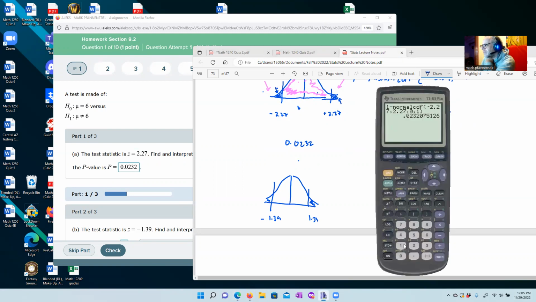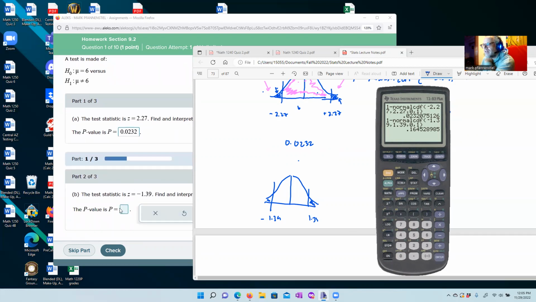So we're going to say this is going to be 1 minus, and again, distribution CDF. Okay, what's our low number? It was negative 1.39 in this case, negative 1.39 to positive 1.39, and our average 0, standard deviation 1. Enter. We'll have that. This case is 0.145.